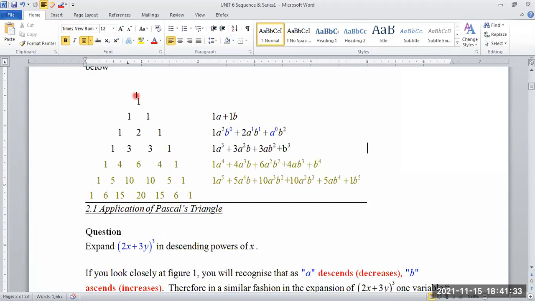1s on the outside all the way down, and the same thing on the other side. All right? And that's what your Pascal's triangle looks like. Now, then, sir, do I have to remember 1, 4, 6, 4, 1 and 1, 5, 10, 10, 5, 1?